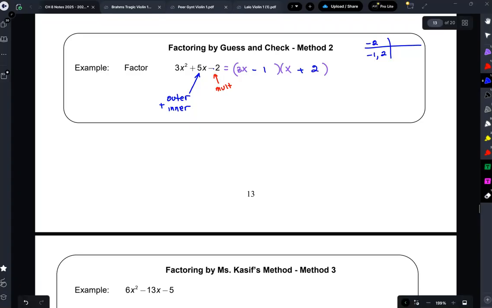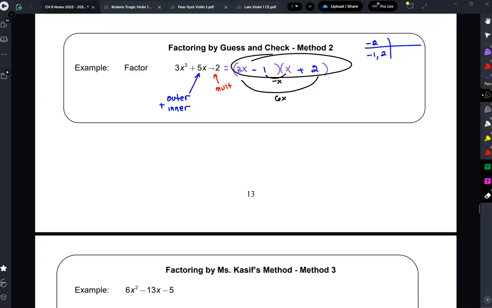Now let's see. What do the outer numbers give me? The outer numbers, 6x. The inner numbers, -x. Together, 6x and -x. Is that 5x? Yes. So that's how I know this is it. Okay? So you have to do half of the FOIL. Outer, inner. Okay? All right.